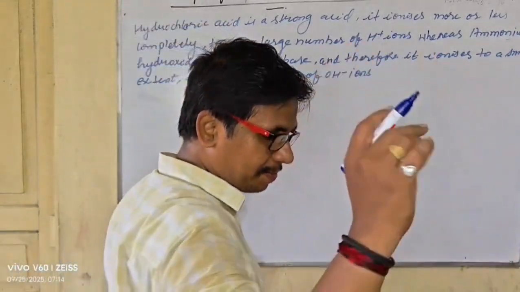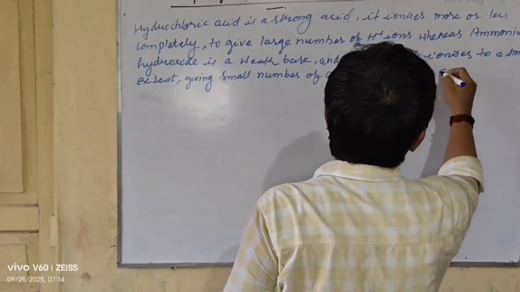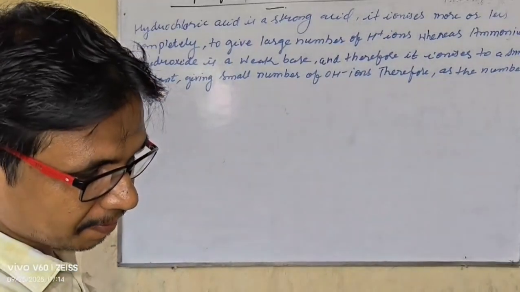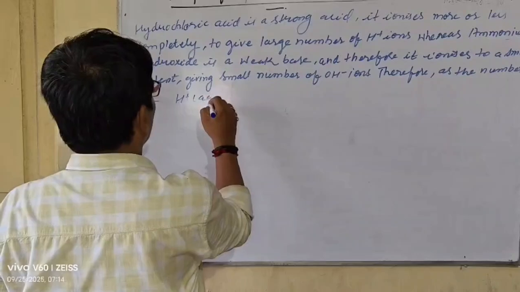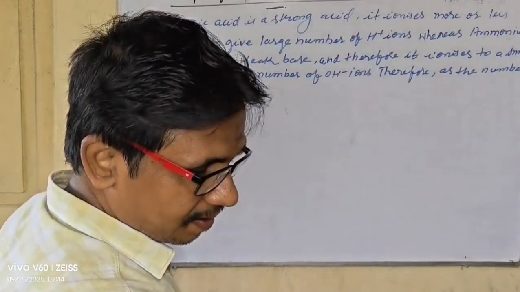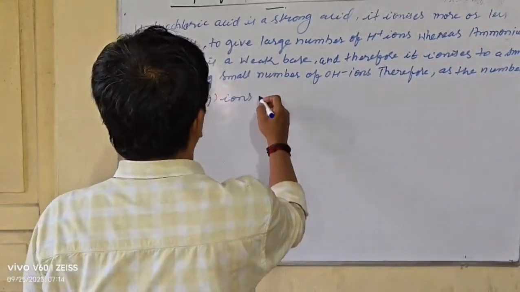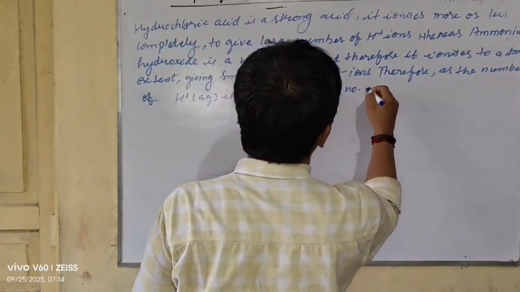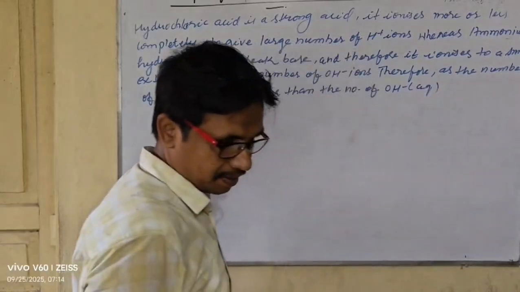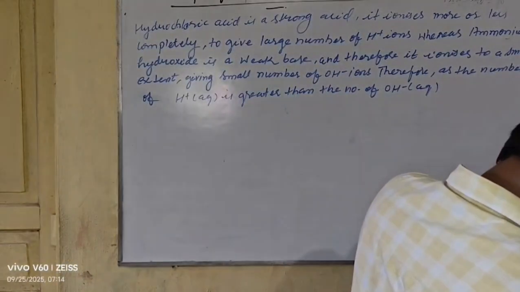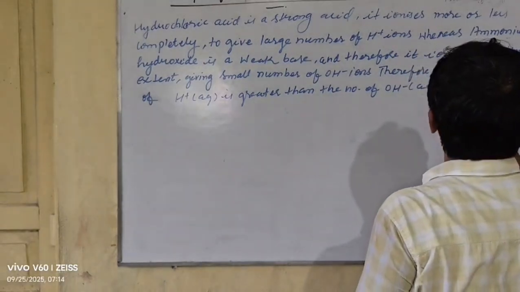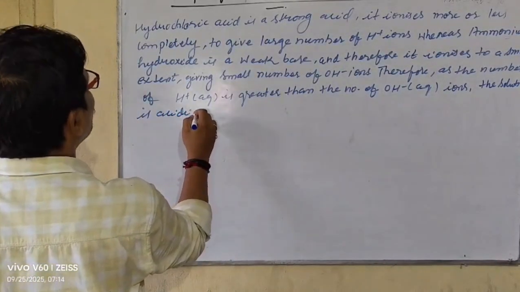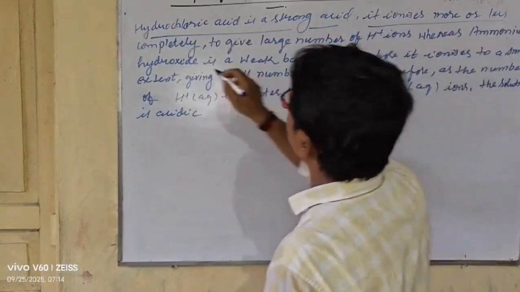So my dear student, as the number of H plus aqueous ions is greater than the number of OH minus aqueous ions, the solution is acidic.